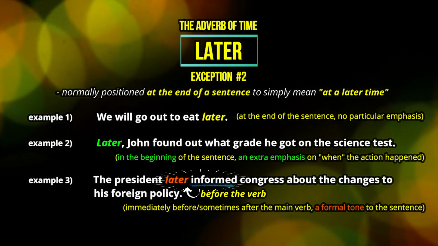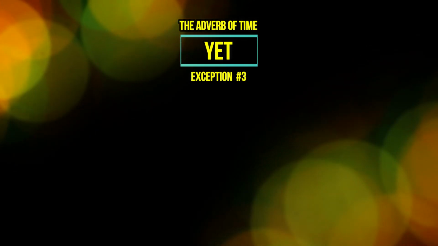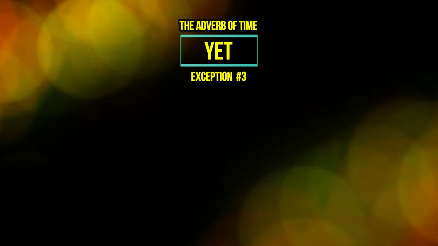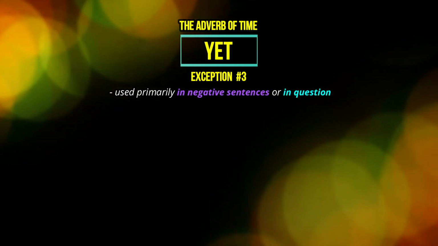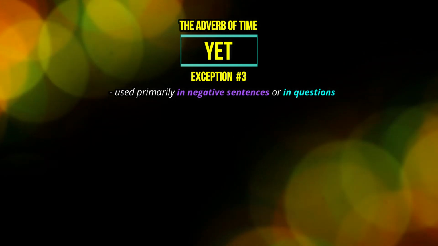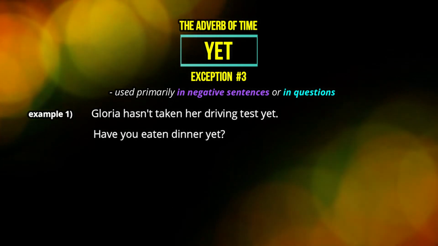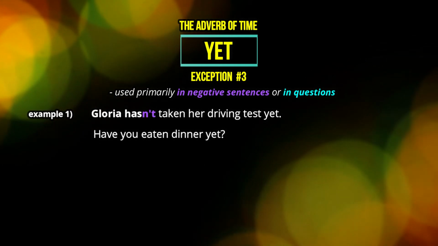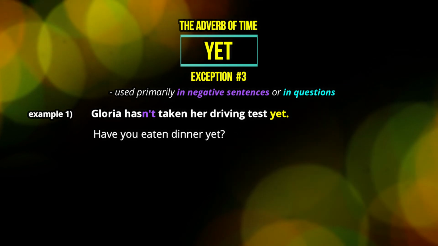All right, the last exception that we're going to look at is the word yet. Yet is usually used as a conjunction. Remember fanboys? Okay? But when it's used as an adverb, it's used primarily in negative sentences or in questions, like in our examples. We can see the negative use in our first example. Gloria hasn't taken her driving test yet. Okay, it's a negative sentence.